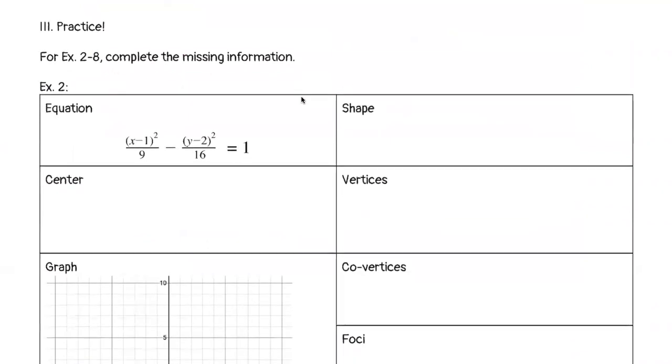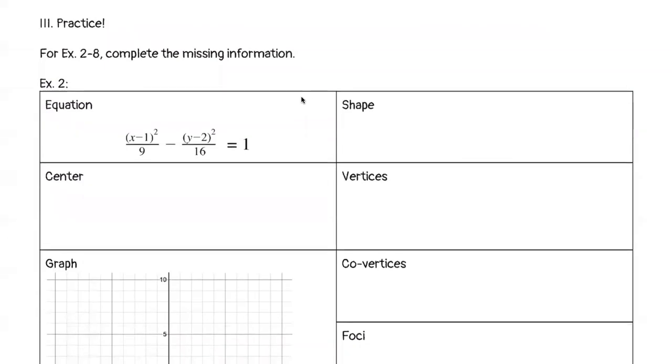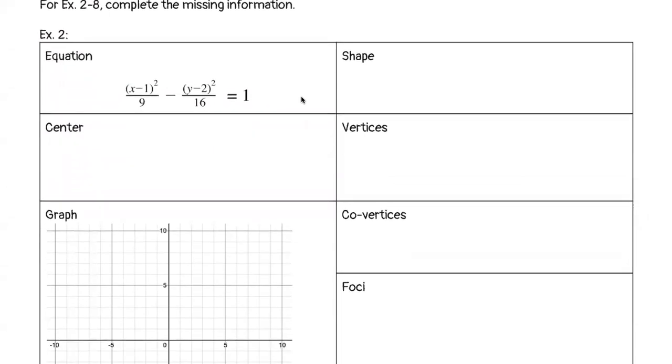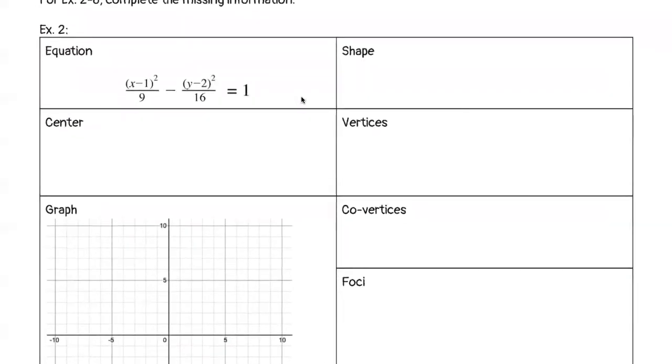I think sometimes it's easier to figure out what questions you have once we're actually trying it out. Okay. So here we go. Let's complete the missing equation or missing information, right? So we've got a grid here. I look at this equation and right away, I zoom in on the fact that we have a subtraction sign in between here. And so I know that I'm looking at a hyperbola.